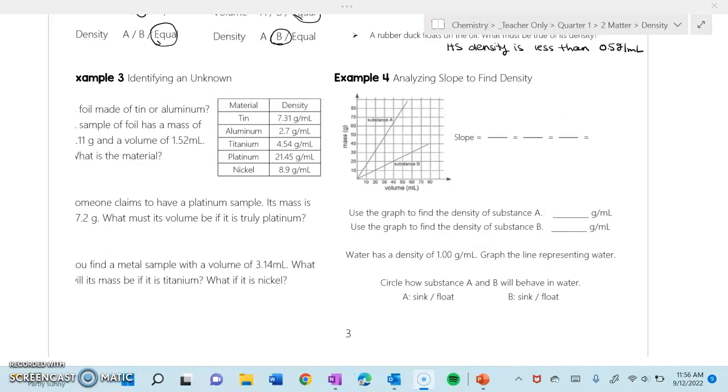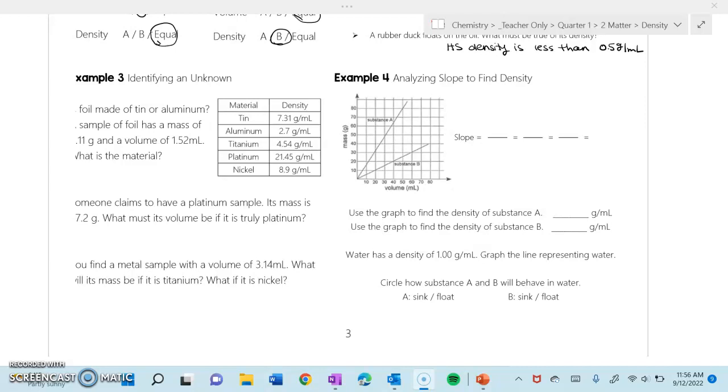This is part 2 of the density notes. We're going to do example 3 and 4. Example 1 and 2 and all the vocabulary were in the first part. And then we're also going to explain our choice practice for the week.